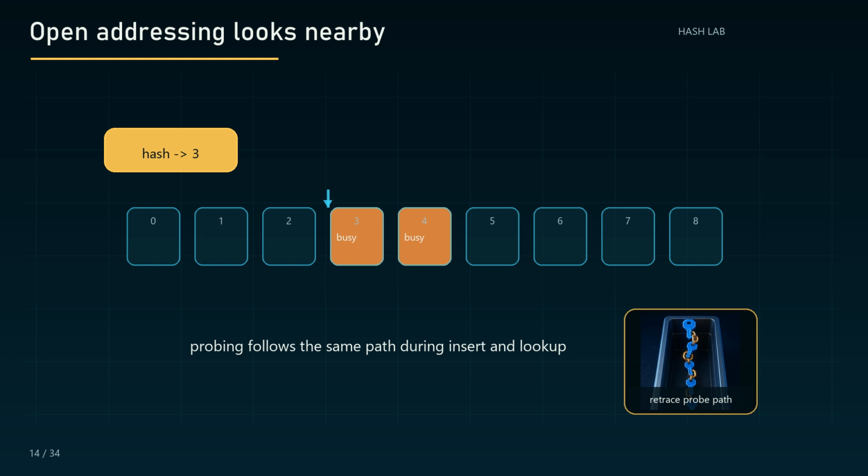Another repair plan is open addressing. Instead of storing a list at a bucket, the table looks for another open slot using a probing rule. Lookup follows the same probe path. The rule must be consistent, or we will not find the item later. The important detail is retracing.